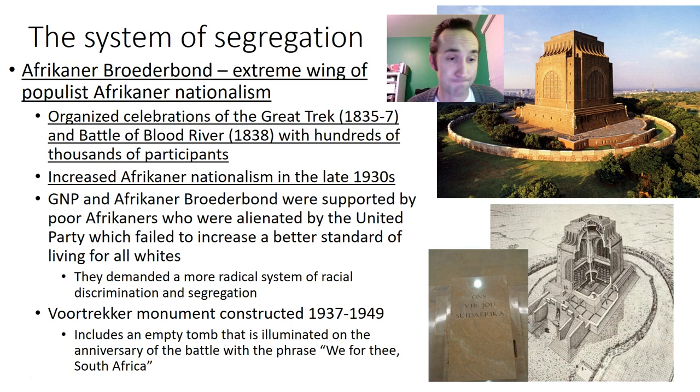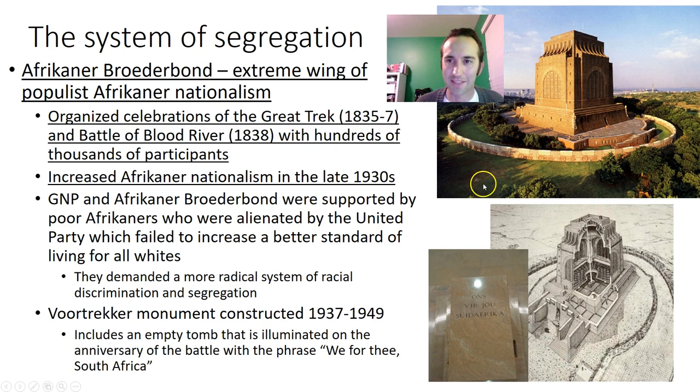So, yeah. The GNP and the Afrikaner Broederbond were supported by poor Afrikaners, so poor whites. They're feeling pretty low, they want to feel better than somebody else, and this allows them to have that white pride, which leads to some horrible things. And they were alienated by the United Party, which failed to make their lives better for all whites. Rich whites were doing fine, middle-class whites were doing fine, poor whites weren't. And so this idea of racial superiority really appeals to them. It gives them something. We saw the same thing in American slavery. And so they want more segregation. They want more rights specifically for white people.